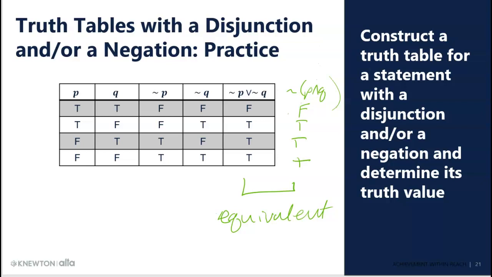You make the truth table for both statements. And even if just one row was different, they would not be equivalent. So that's kind of coming up in the next lessons, but there's no reason we can't talk about that now.